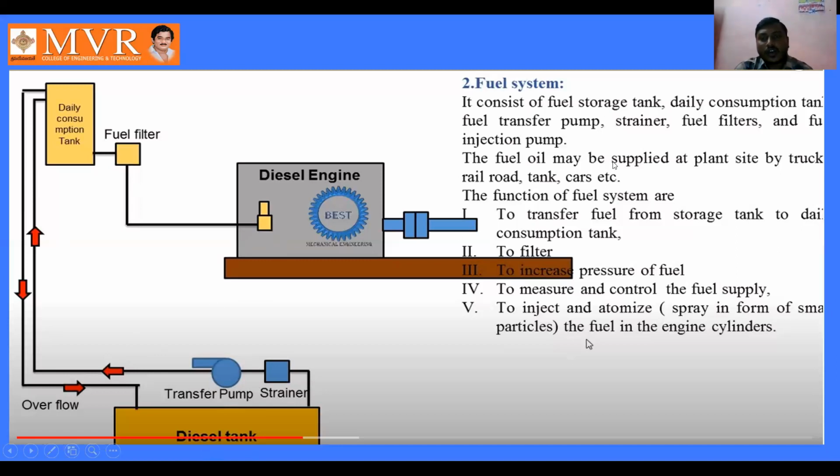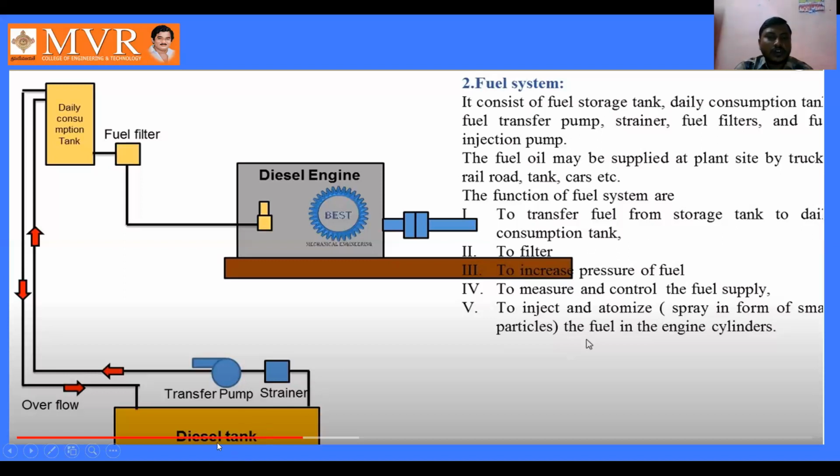See here, the fuel oil may be supplied at plant site by truck, railroad, tank, cars, etc. By using these vehicles, we are going to get the fuel from various areas. The function of the fuel system: the functioning of this fuel system is to transfer fuel from the storage tank to the daily consumption tank.